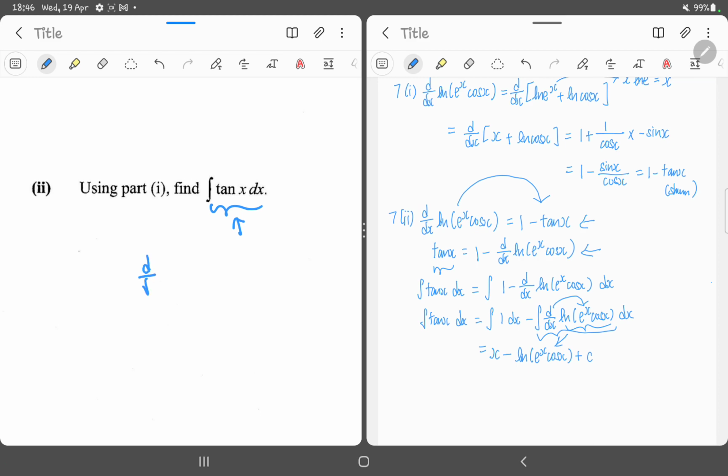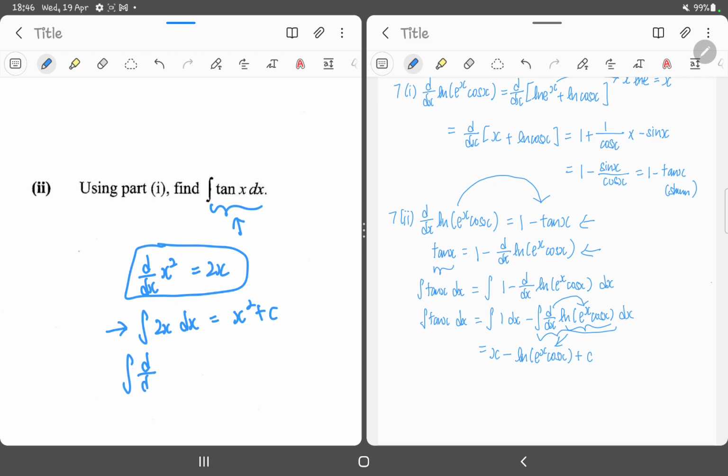So imagine I take d/dx of x squared. This is 2x, which means that the integral of 2x dx is actually x squared plus c, correct? So rather than writing it over here, I can put the integral beside the d/dx of x squared dx. I directly just write x squared plus c. So whatever is inside, and then finally plus c.